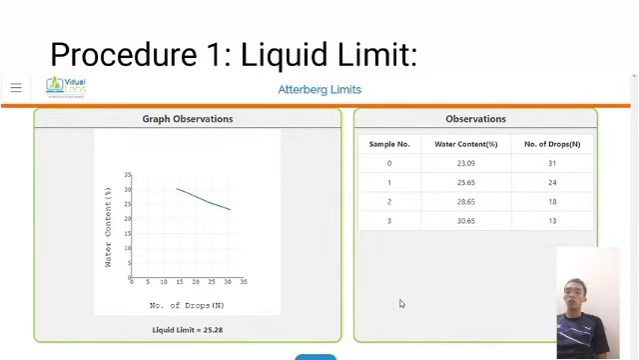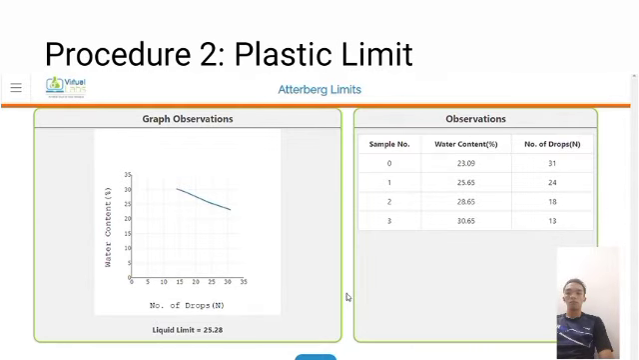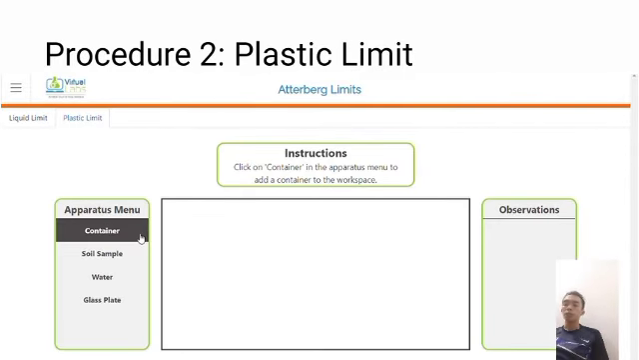Add a small amount of distilled water to increase the water content so that the number of drops required to close the groove decreases. Repeat steps 6, 7, and 8 for at least 2 additional trials, producing successively lower numbers of drops to close the groove. Now the procedure for plastic limit.